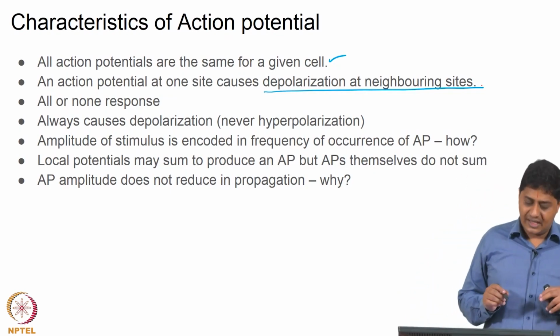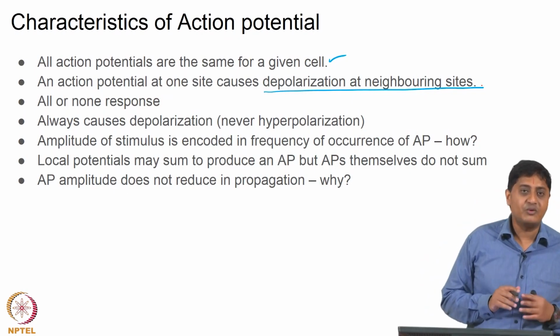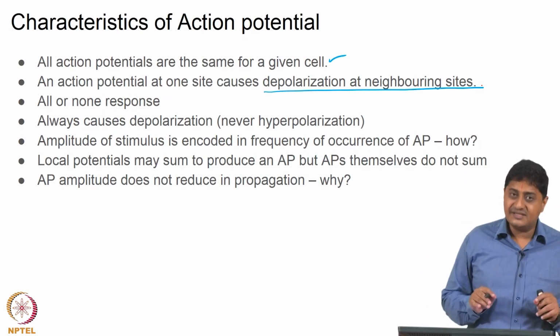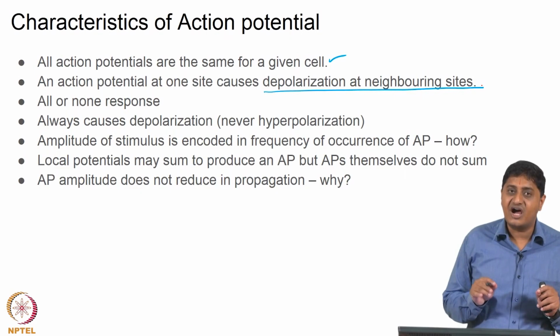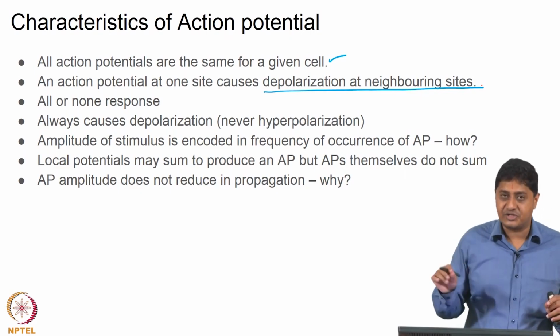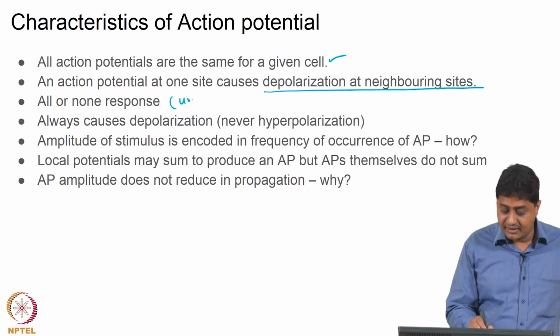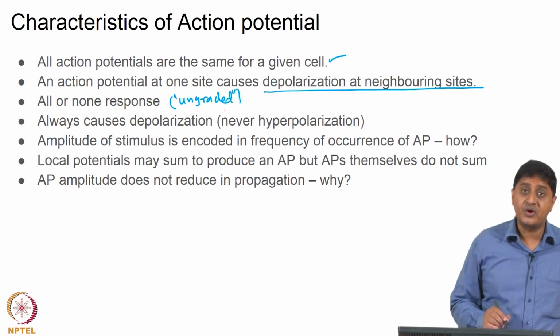And note, action potential is an all or none response. Either you have an action potential or you have no action potential. It is not possible for you to have a half action potential. Once you cross the threshold, you have a full action potential. In that sense, what you have is an ungraded response. This is binary, either you have one action potential or zero action potential.